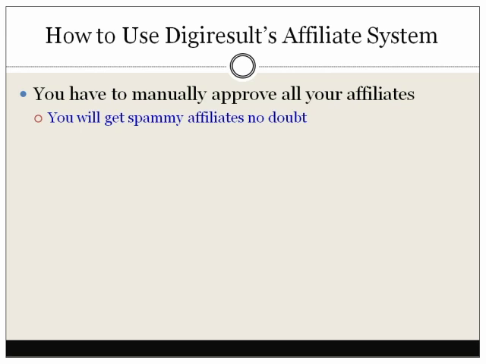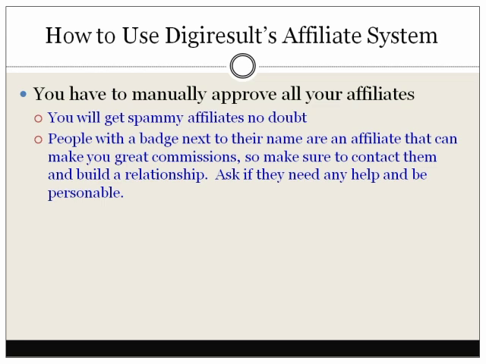good on your reputation. Now, you'll notice that to the left of each of the affiliates that apply to your affiliate program, the people with a badge next to their name are affiliates that have been producing great commissions. By producing commissions, they get a badge next to their name, and these are the types of affiliates that you want to approve to your program, because they are people with a proven track record who have been making commissions for other products on Digi Results.